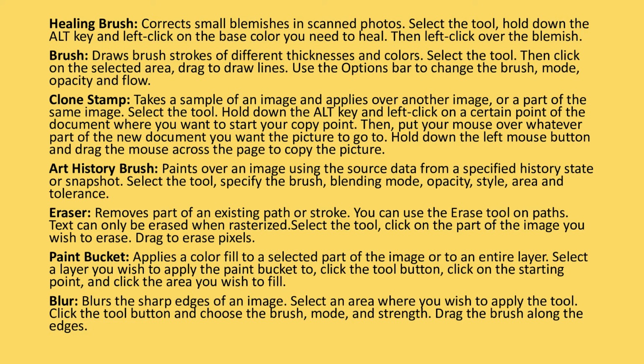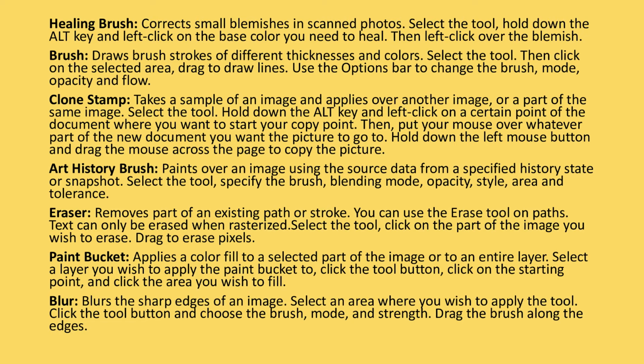Next is art history brush. Paints over an image using the source data from the specified history state or snapshot. Select the tool, specify the brush, blending mode, opacity, style, area and tolerance.